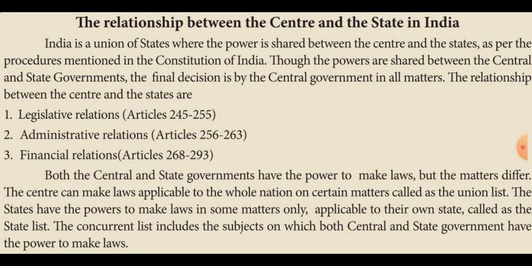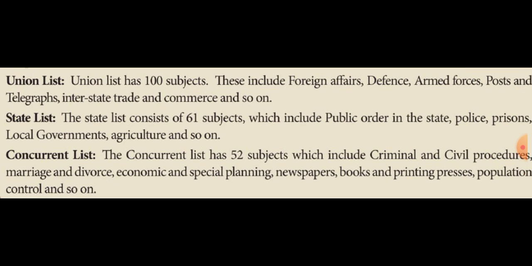Understood now? And also there are three lists: union list, state list, and concurrent list. The union list has 100 subjects. It includes foreign affairs, defense, armed forces, post, telegraph, inter-state trade relations, and commerce. These are all included in the union list.